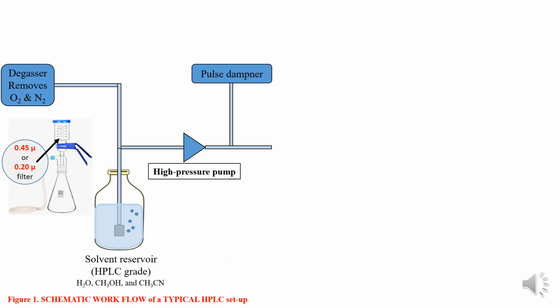A pulse dampener is located between the high pressure pump and the column. The functional role of a pulse dampener is to dampen the pressure fluctuations generated by the high pressure pump. So basically the pulse dampener smoothens the pressure fluctuations caused by the high pressure pump and makes sure that the solvent or the mobile phase flows through the column at a precise and controlled flow rate.